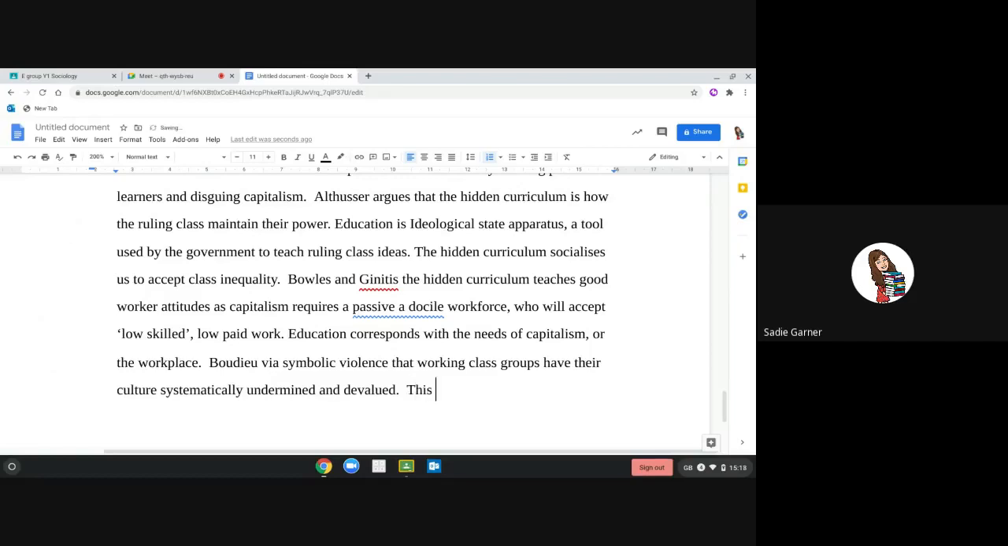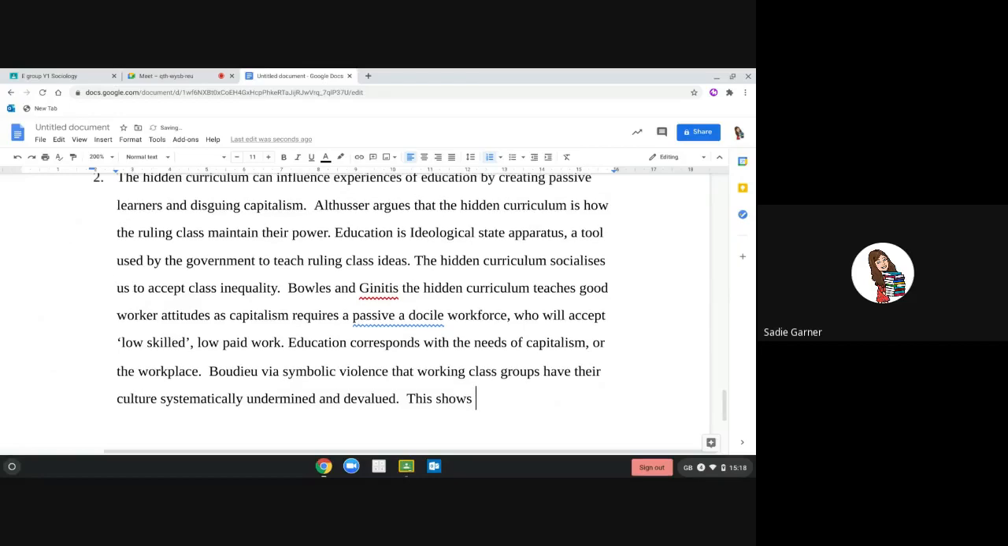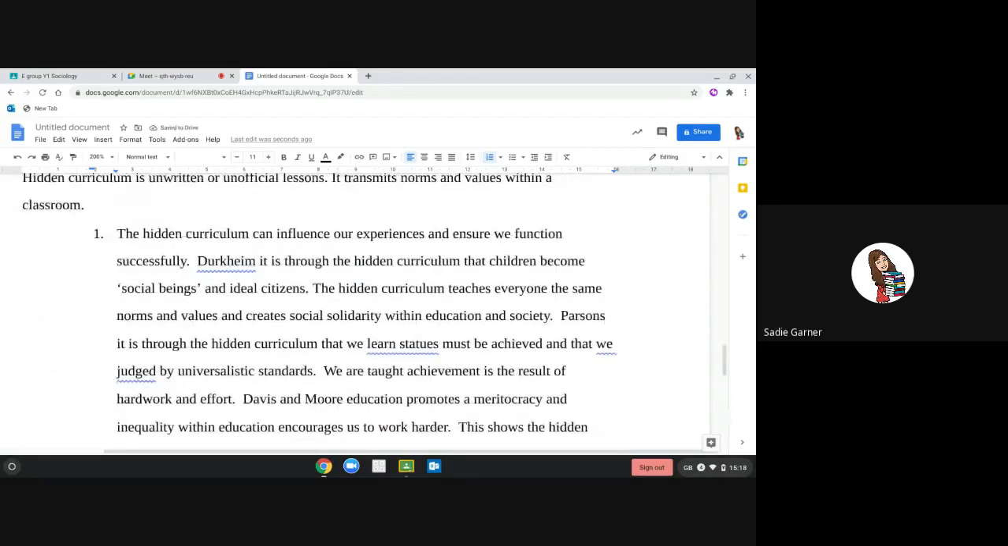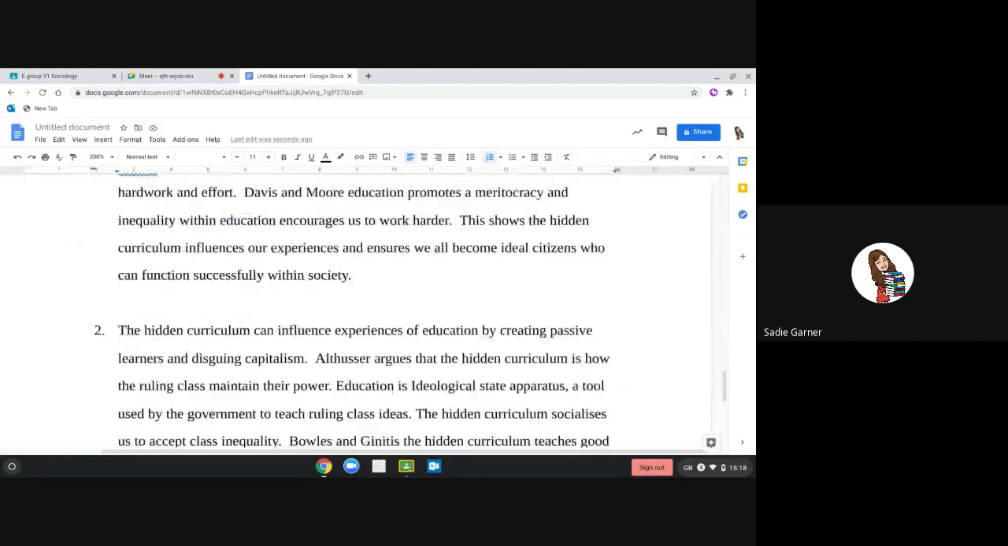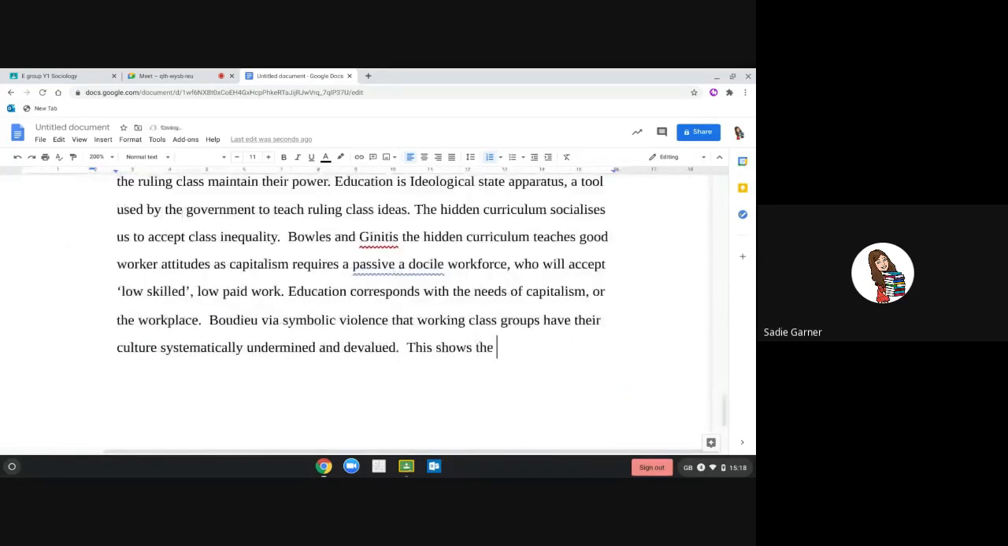And then always got to do, so this shows, and it's really important you do read the question because you will go off on tangents a little bit. You'll go off a little bit and then you've got to come back. So this shows the hidden curriculum influences our experiences of education.